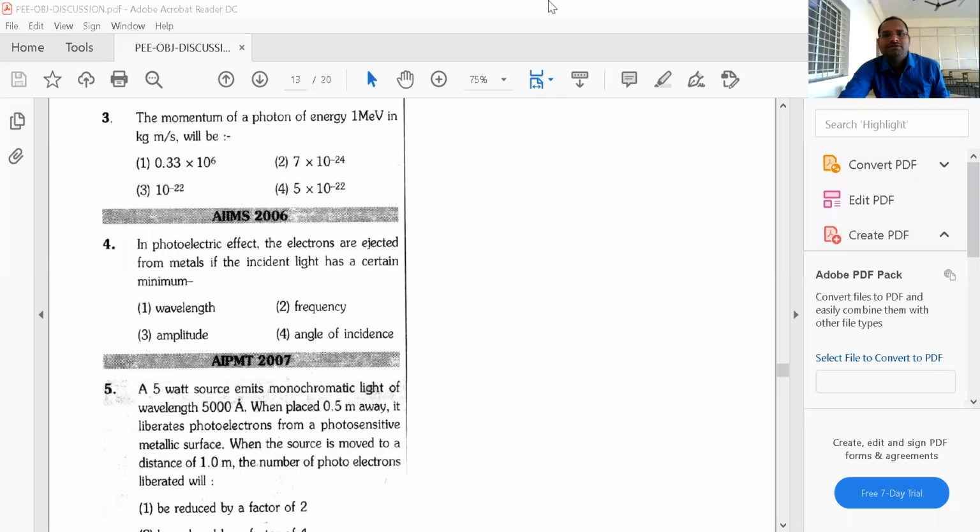Question number 3. What are they given? The momentum of a photon of energy 1 mega electron volt is... Energy is given. How much? 1 mega electron volt. This is the energy of the photon they are given. Then what is the momentum of this photon they are asking?